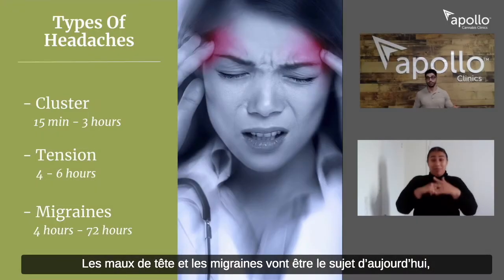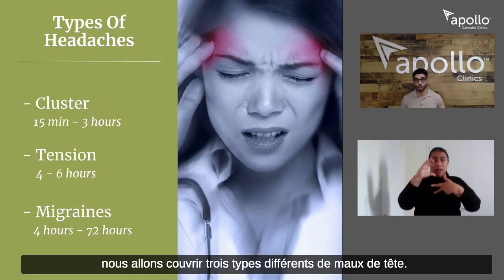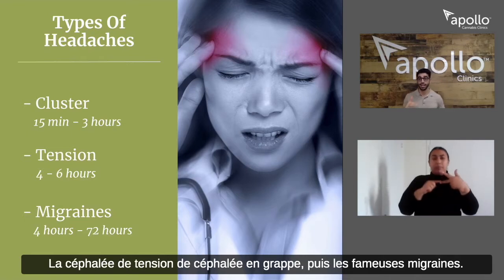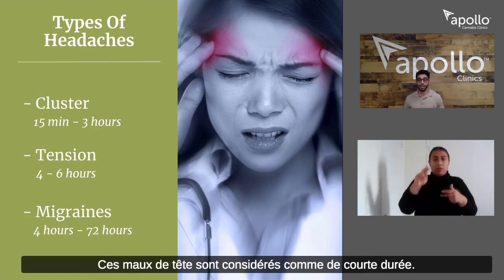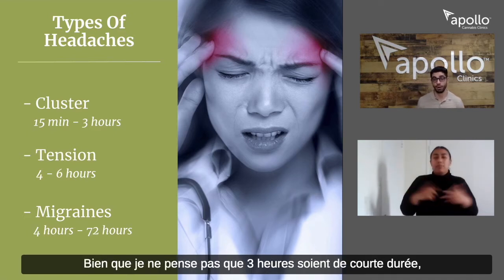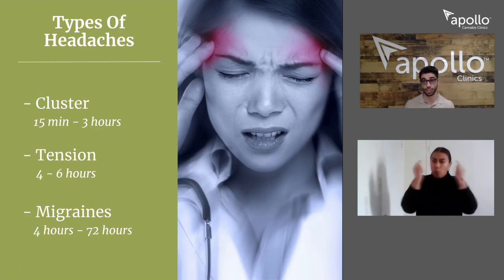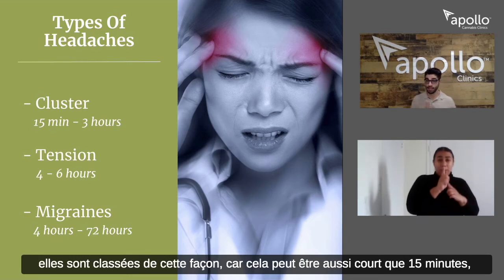Headaches and migraines are going to be today's topic. We're going to cover three different types: the cluster headache, the tension headache, and then the infamous migraines. First, let's start with cluster headaches. These headaches are actually considered to be short in duration. Although I don't think 3 hours is short in duration, they are classified that way because they can be much, much shorter, as low as 15 minutes.